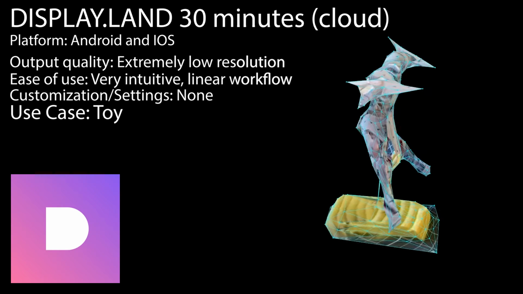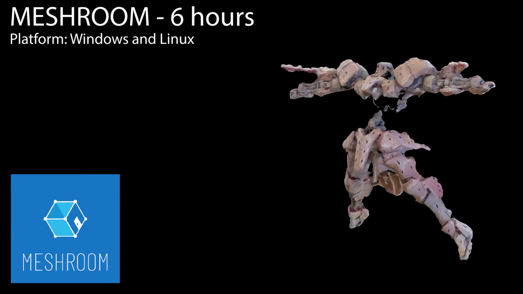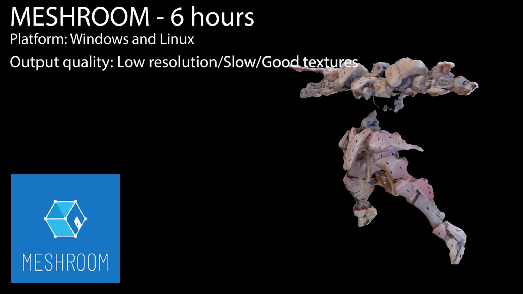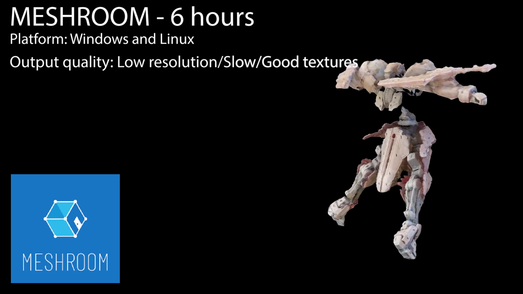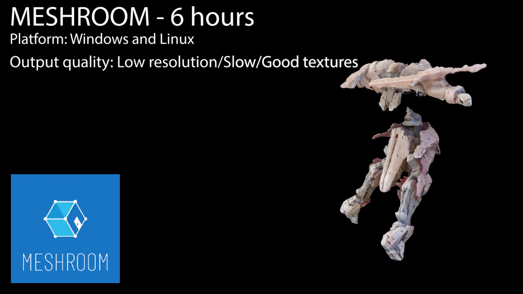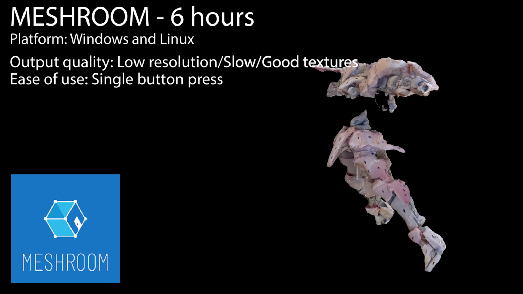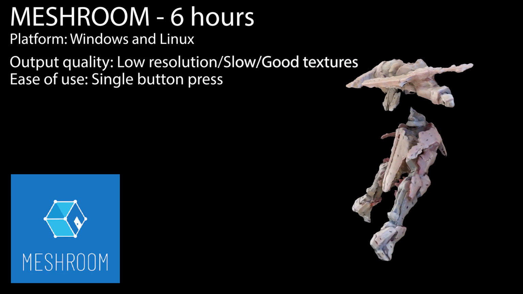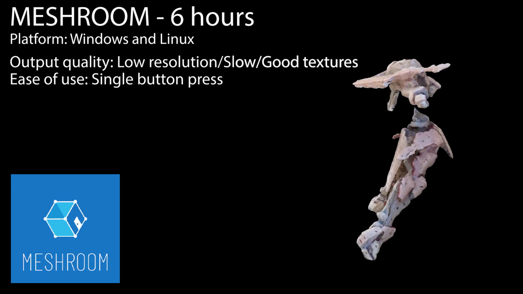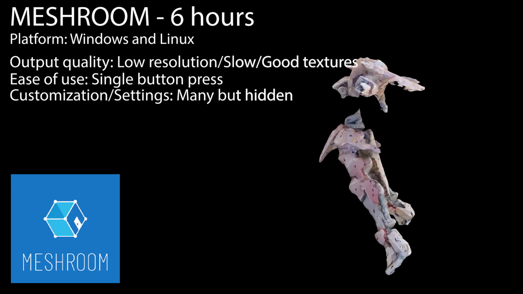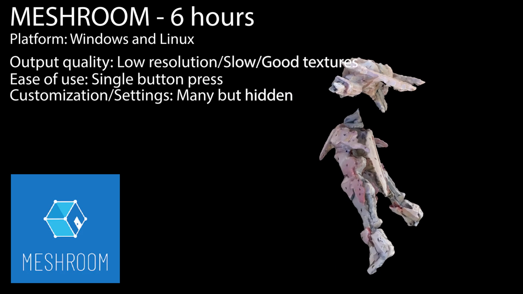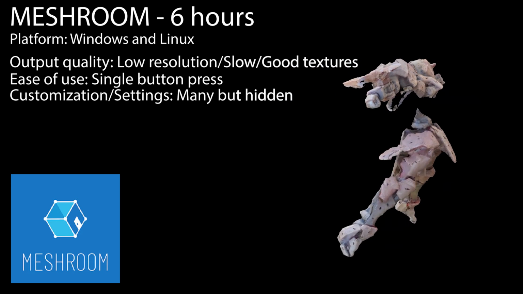Then we have MeshRoom. So MeshRoom's output quality is pretty low. It was the slowest of all 4 of the tested ones, but it did produce the best textures, right? So was it easy to use, MeshRoom? Yeah, it was just literally a single button press and then just leaving the computer for 6 hours. So I would call that easy. Does it have any customization and settings? Yes, it does, but all of them are quite well hidden. And once you actually see them, you have no idea what they mean, right?